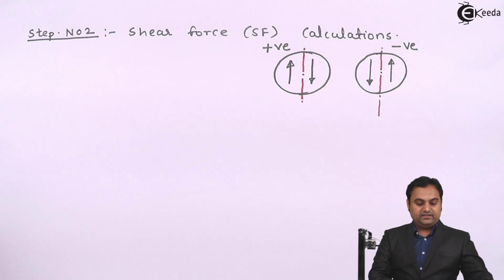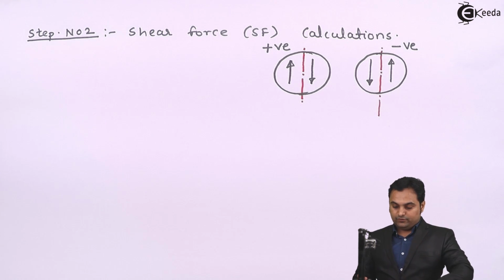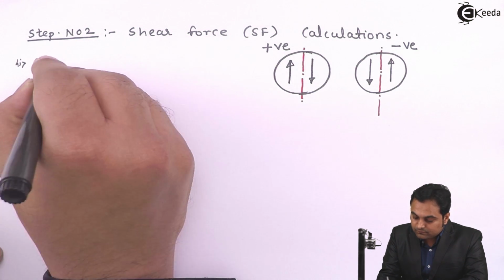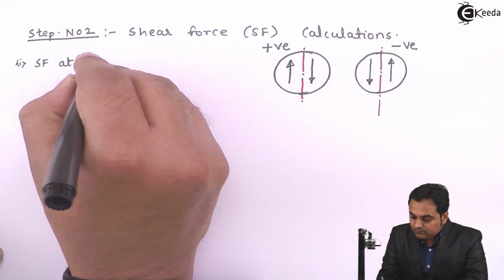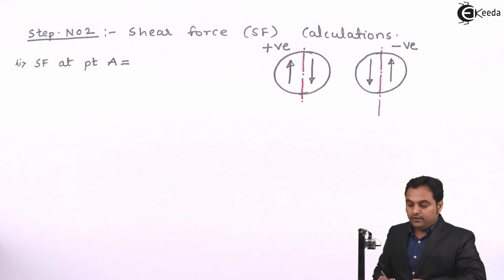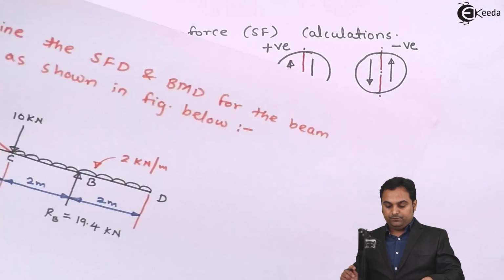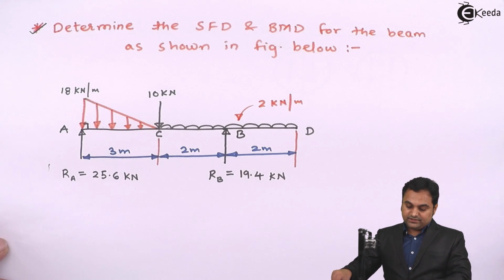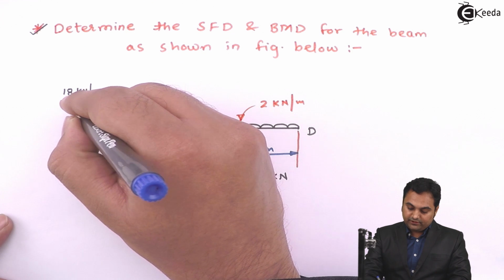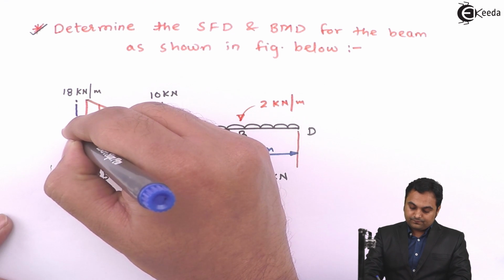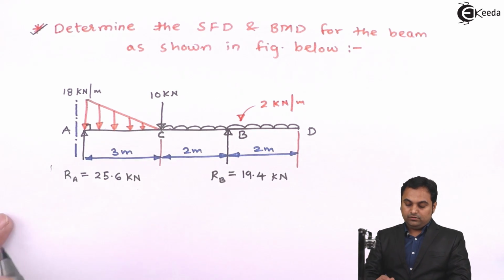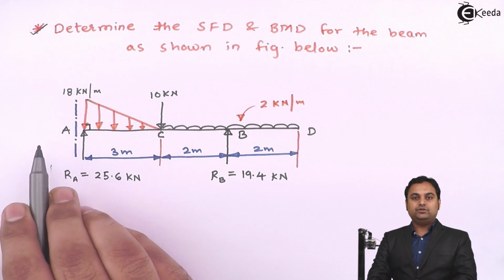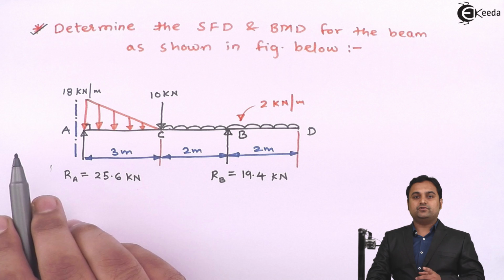So here I'll start with SF calculation from point A. So first, SF at point A is equal to, now at first if we see, if I am taking the section to the left of A, then on the left side of this section we don't have any forces, so the shear force value is 0 on left hand side of A, that is one value of shear force is 0.